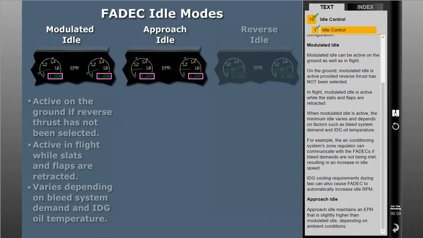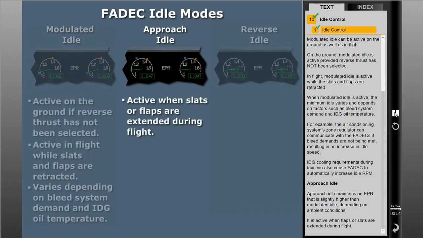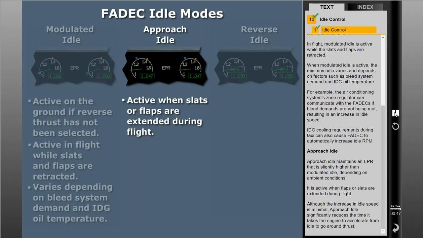Approach idle maintains an EPR that is slightly higher than modulated idle depending on ambient conditions. It is active when flaps or slats are extended during flight. Although the increase in idle speed is minimal, approach idle significantly reduces the time it takes the engine to accelerate from idle to go-around thrust.